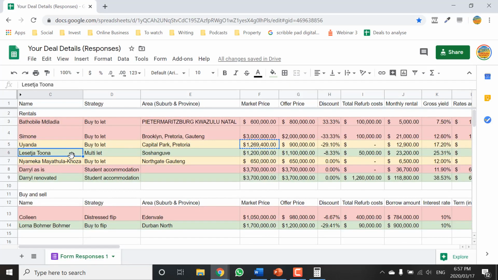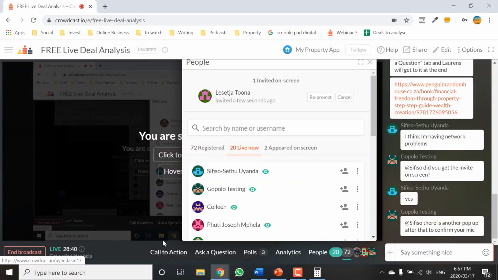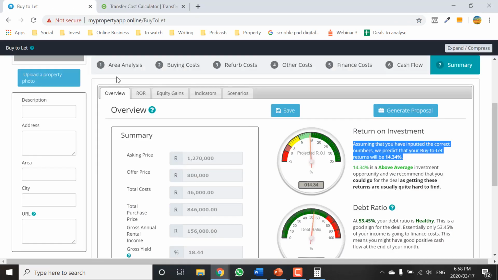So I'm going to start so long. This is a multi-let in Soshanguve, and I've got here some of the numbers. So let me again go to my deal analysis and start plugging in the numbers. Okay, so I'm going to save this one, and we're going to go back, and it's the same process.